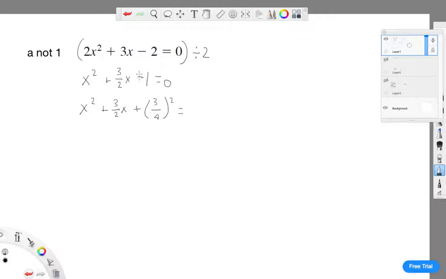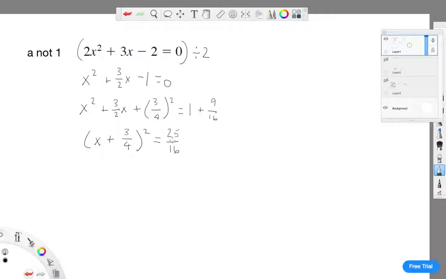And over on the other side, we've moved the 1. We have 1, and we're going to have to add again to that 9/16. And so when we factor it out, we've got x plus 3/4 quantity squared. And remember, this term here, when we have a perfect square, is just half of this middle term. 1 plus 9/16 is 16/16 plus 9/16, or 25/16.